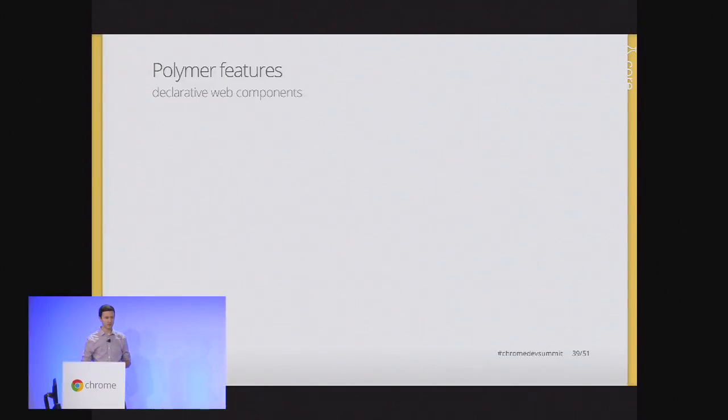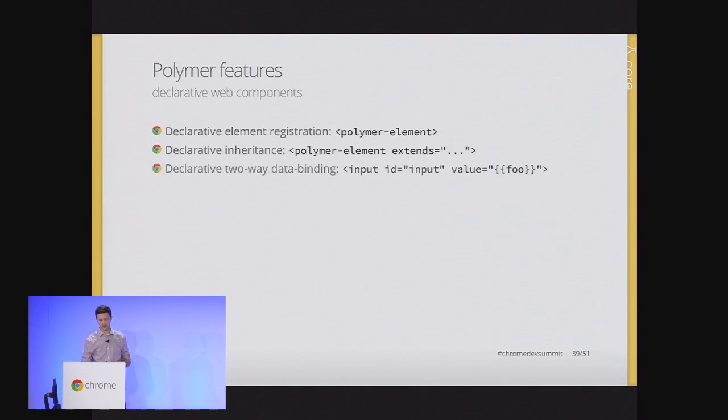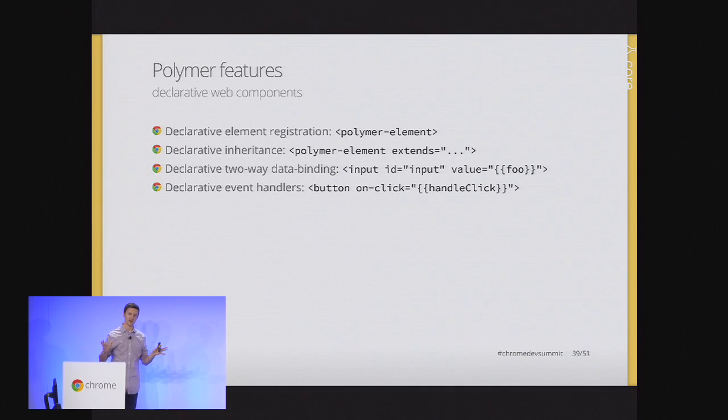So Polymer has a number of features. The moral of the story here, I'll just play through the first couple, is that we want to make things super declarative. If I haven't made that clear right now, we want things to be declarative. We think it's very powerful to do that again. So instead of writing a bunch of code to register an element in the browser, you basically declare a Polymer element. It's a declarative form. To extend an element, use the extends attribute on your element to extend another component.